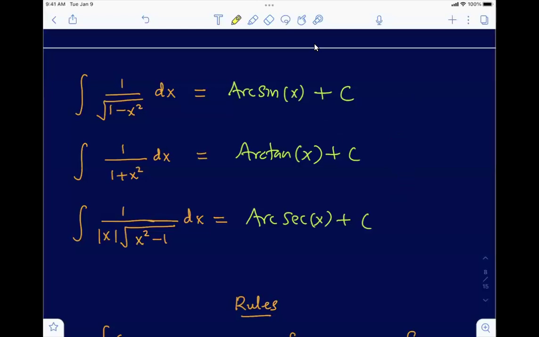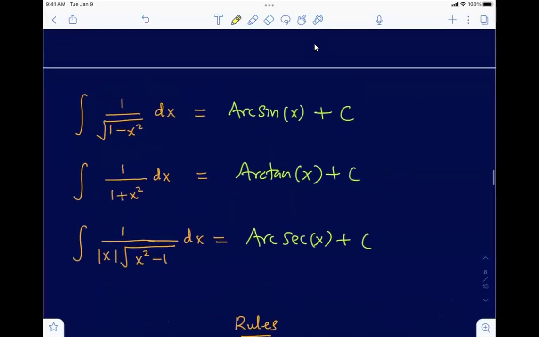So when it comes to integrals resulting in inverse trigonometric functions, you do not need to have a wider spectrum. You can just have three formulas to handle them.